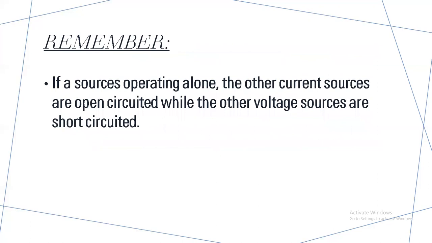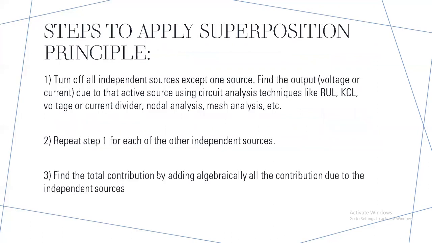So always remember, if a source is operating alone, the other current sources are open circuited, while the other voltage sources are short circuited. So let's always remember that po in superposition theorem. So in order to apply superposition theorem or superposition principle, we need to follow these steps. First, we need to turn off all independent sources except one source.